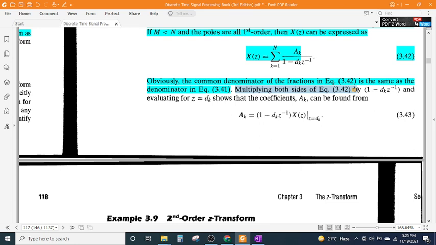Since the poles are both first order, X(z) can be expressed in the form of Eq. 3.42, that is, X(z) = A1/(1 - (1/4)z^-1) + A2/(1 - (1/2)z^-1). From Eq. 3.43, A1 = (1 - (1/4)z^-1) X(z) evaluated at z = 1/4.